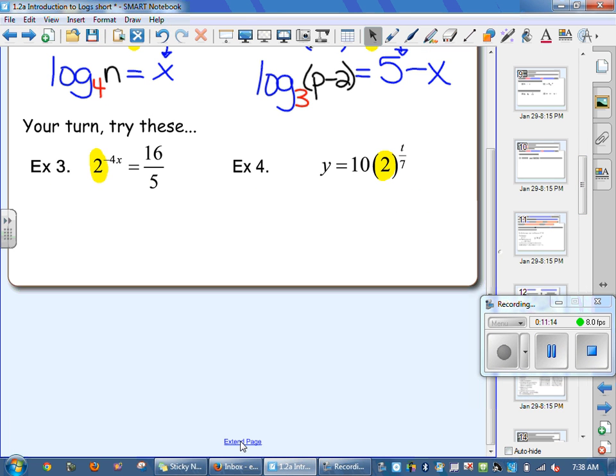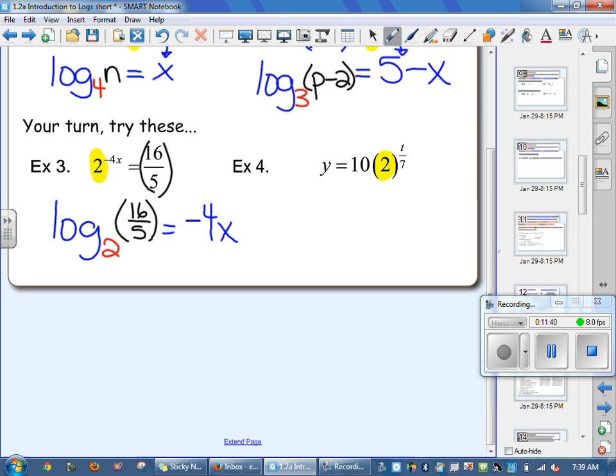So again, I'm going to start by writing my word log. I'm going to put the base 2. I need to put the answer of my log as a fraction, but again, because it's a fraction, it needs to go in brackets. So it's going to be 16 over 5, all equaling my exponent of negative 4x. Check your work and make sure that's exactly what you got.